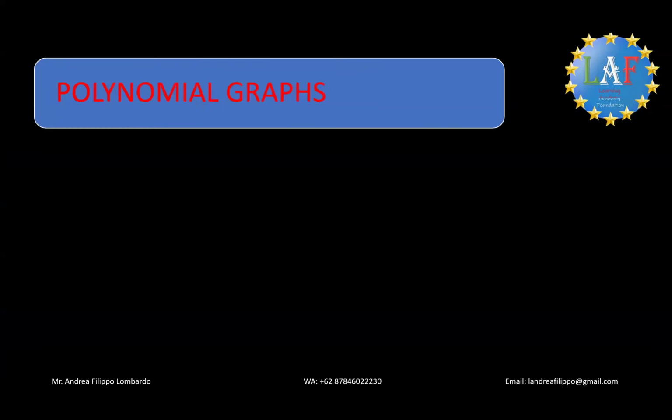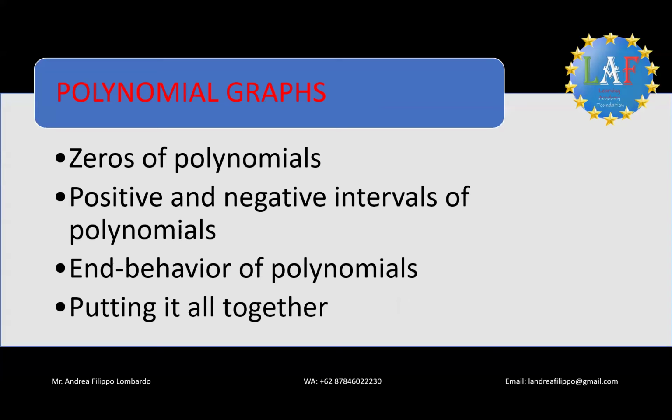The next section will be polynomial graphs. In this section, the students will use everything that they know about polynomials in order to analyze their graphical behavior. Specifically, they will find polynomial zeros, in other words, x-intercepts, and analyze how they behave as the x values become infinitely positive or infinitely negative, in other words, end behavior.